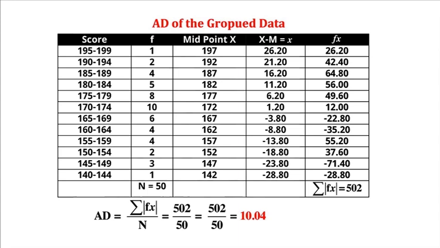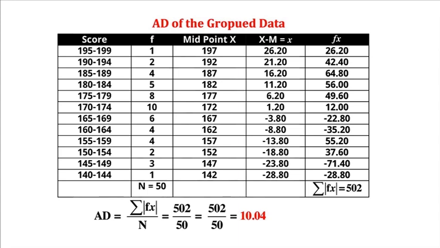Now, what is the formula? AD is equal to sigma |fx|. The bar, I have told you, means addition irrespective of the sign, whether plus or minus. So, just add it up, don't bother about minus and plus. When you add it up, this value will come 502. Now, AD is equal to sigma |fx|, that is 502, upon n, the number of cases, that is 50. I put 50 here. So, 502 divided by 50 is equal to 10.04. This way the value of the average deviation will be calculated.